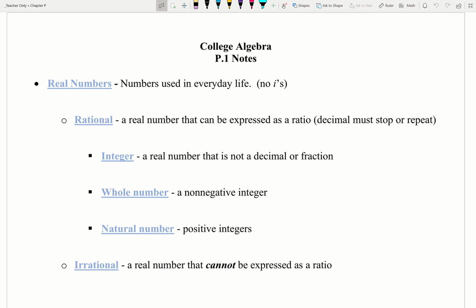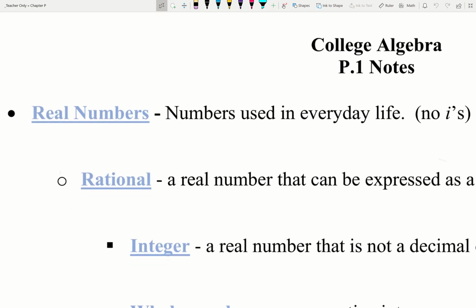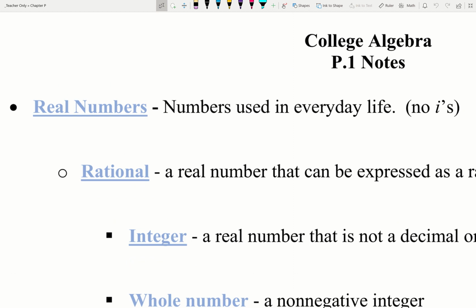So we're going to start off where basically every other algebra class starts off, and that's just talking about straight up families of numbers, okay? We're going to start off with the most encompassing family, and that's your real numbers. You guys have heard of real numbers before, and a real number is basically any real world number, okay? Any number that you can think of is a real number.